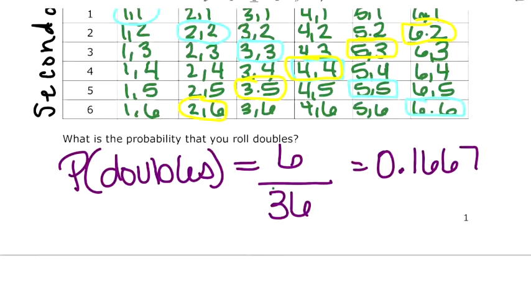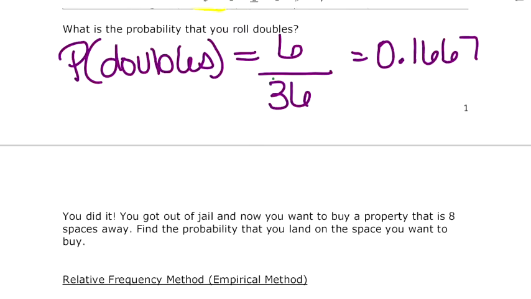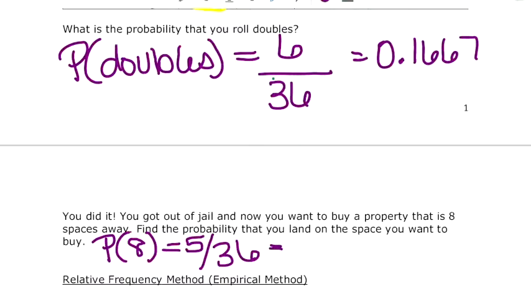So now I have 1, 2, 3, 4, 5 ways that I could roll an 8. So the probability of an 8 is equal to 5 over the 36 possible ways of rolling the dice. So I do 5 over 36, and that gives me as a decimal 0.1389.